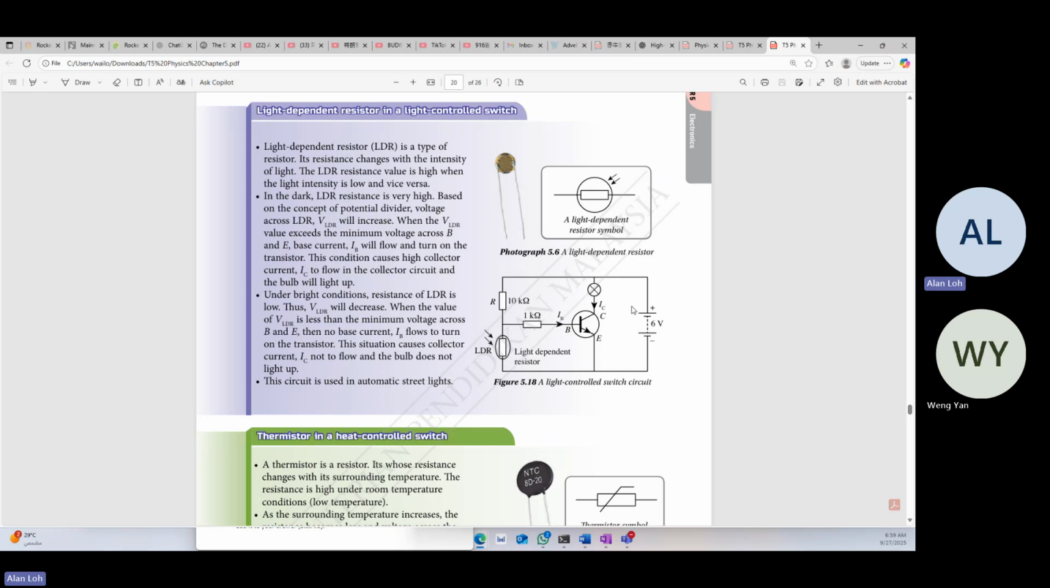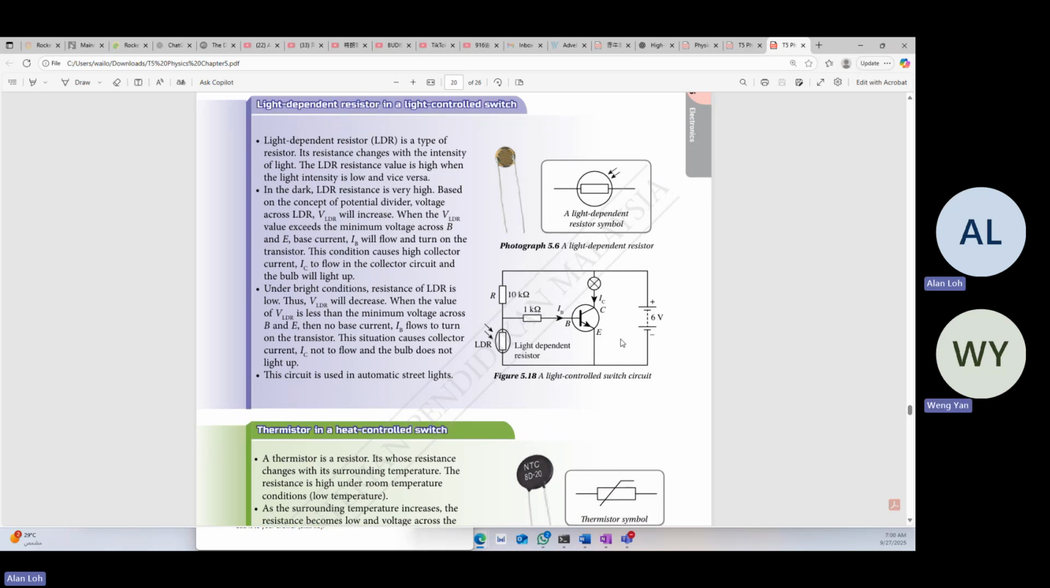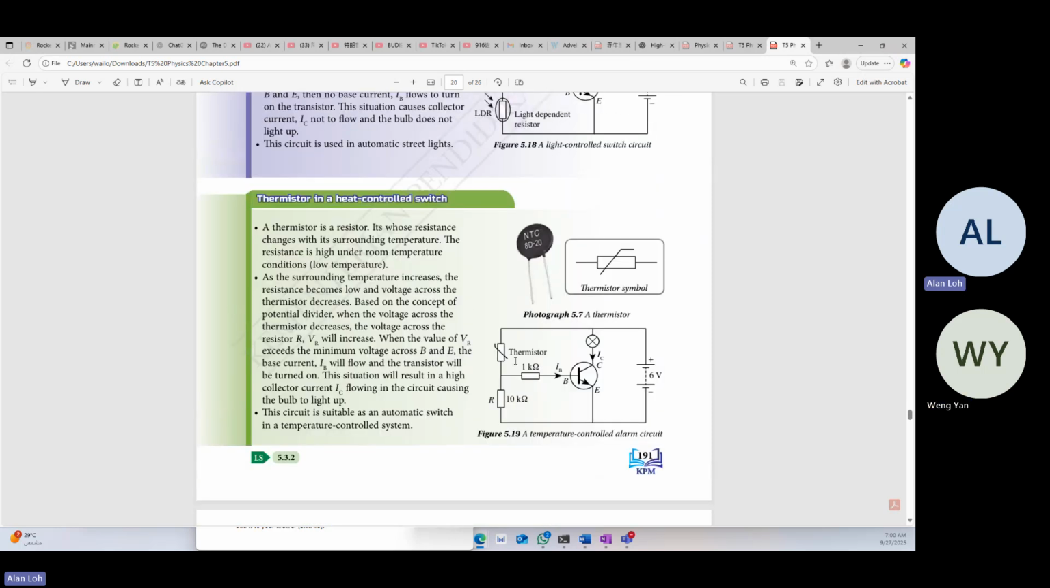So when it is bright, it will turn on the light. So this is how it will work. But it doesn't make sense. Why do you want a light to turn on when it's bright? This reminds me of an experiment my brother did. Same, go to thermistor.